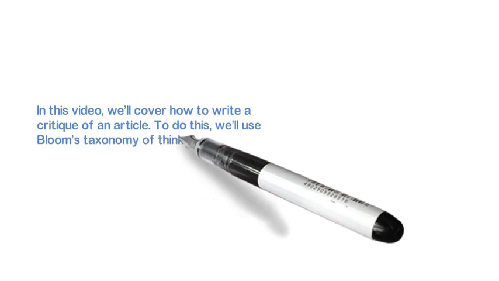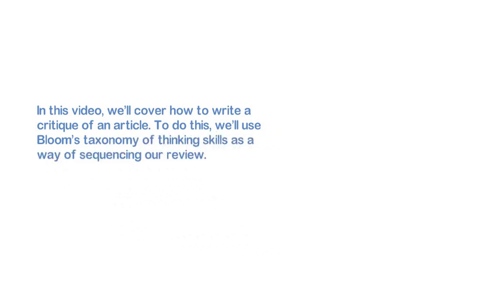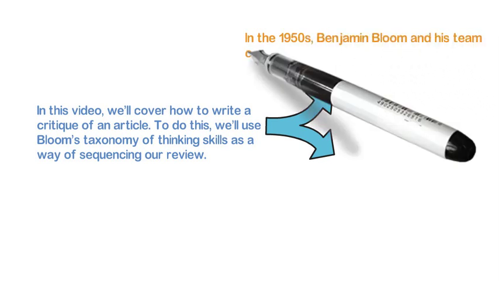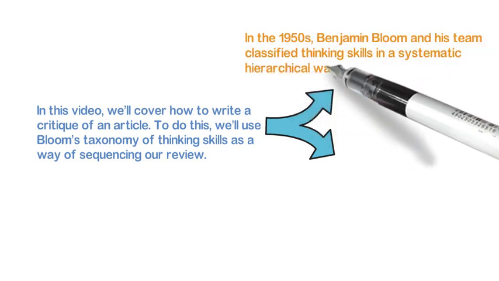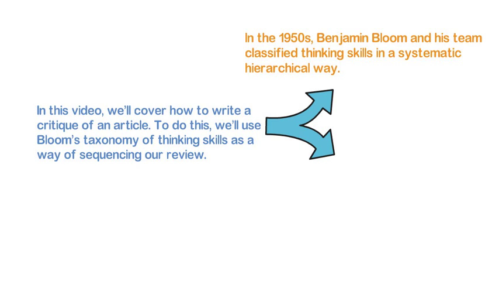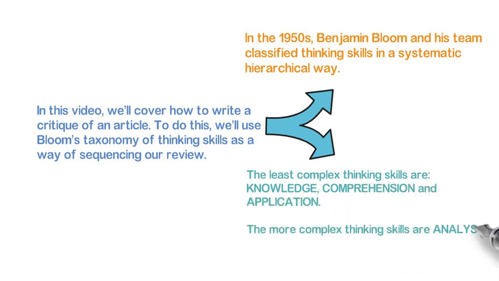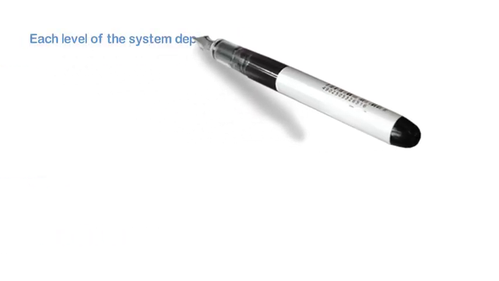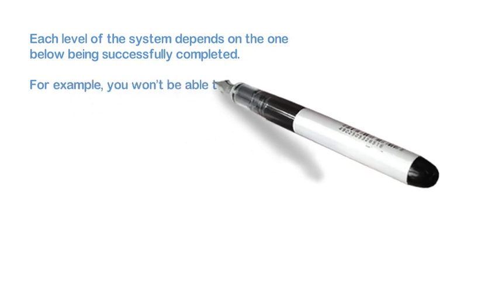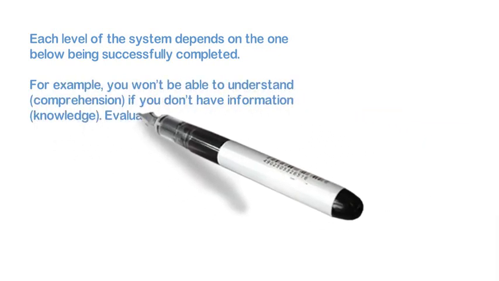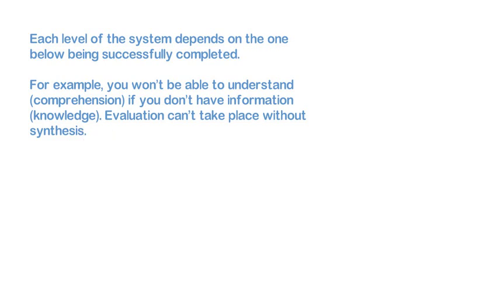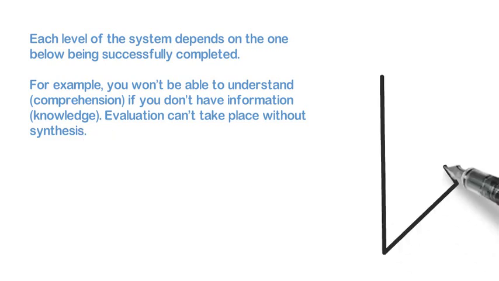And I want to use Bloom's taxonomy of thinking skills as a way of sequencing our review, but also as a way of thinking about how we write. So in the 1950s, Benjamin Bloom and his team classified thinking skills in a systematic hierarchical way. He divided the least complex thinking skills, knowledge, comprehension, and application, from the higher order thinking skills, analysis, synthesis, and evaluation. What's so important about his system is that each level depends on the one below being successfully completed. So, for example, you won't be able to analyze if you don't have understanding.